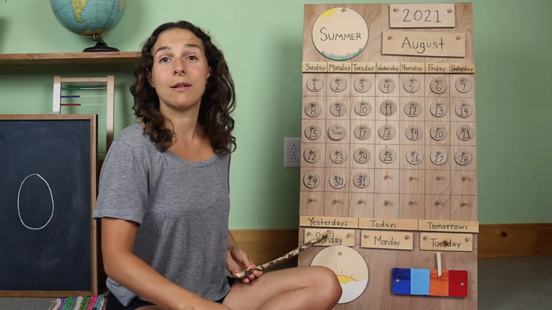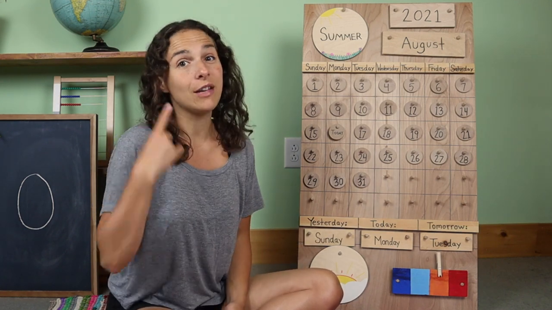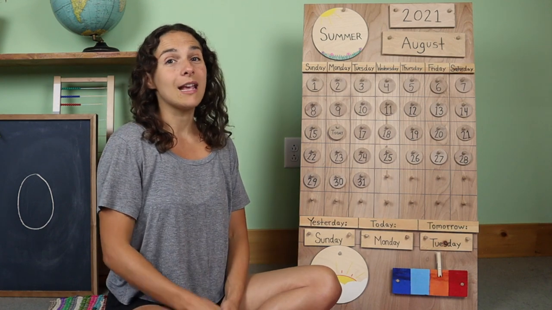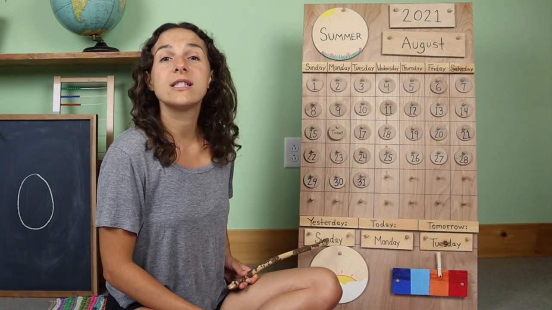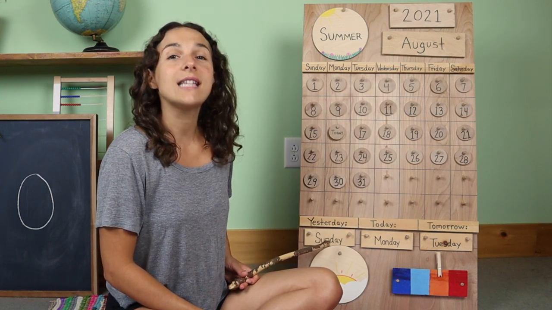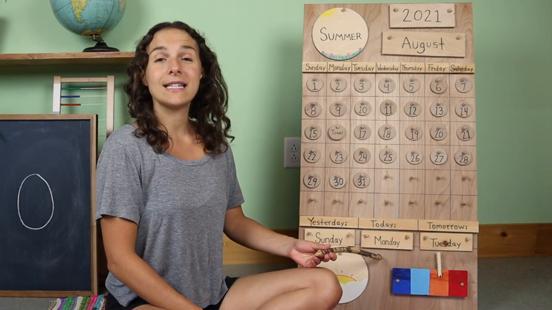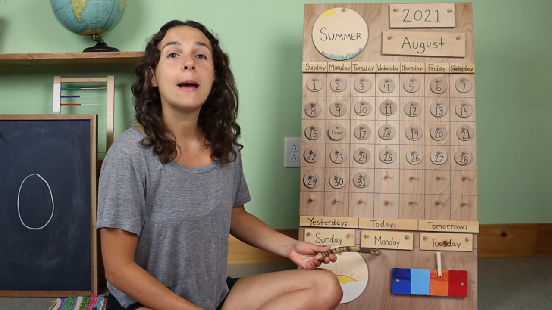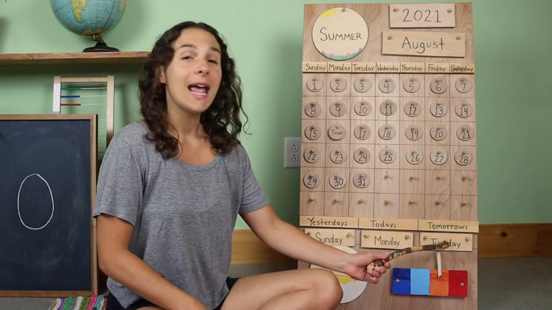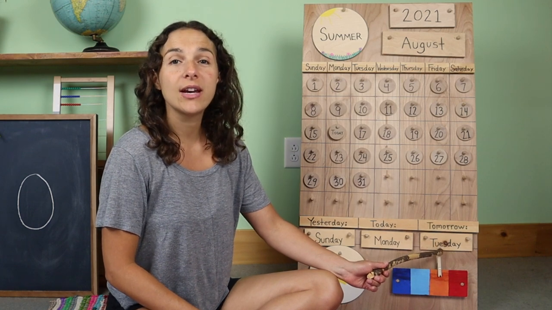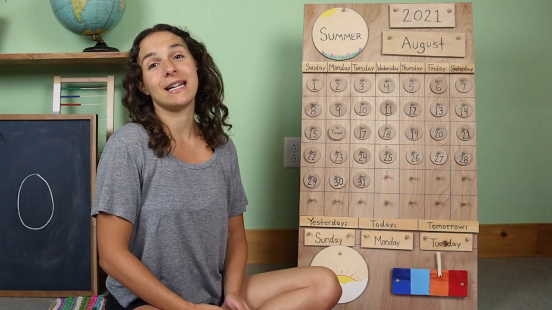And now if I go down to the bottom of the chart, we can go over the days together. So listen carefully for the sound that the day starts with. And if you know what the day is, you can say it with me. Yesterday was Sunday, the last day of the weekend. So that means that today is Monday, the first day of the weekday. And tomorrow will be Tuesday. But let's sing Today is Monday together.